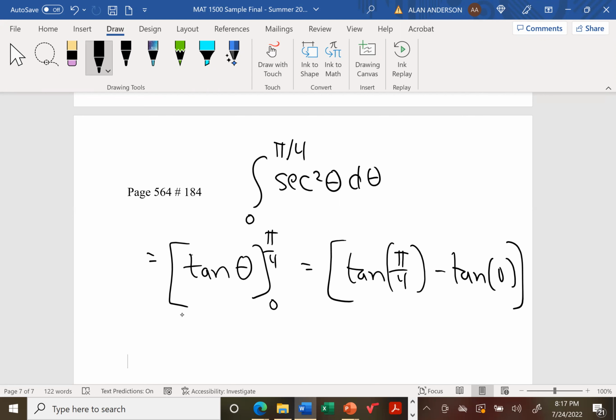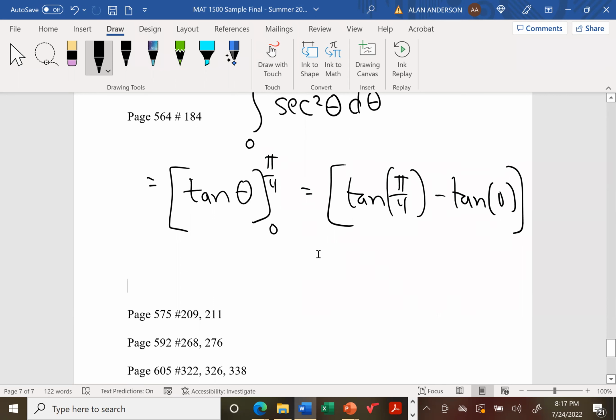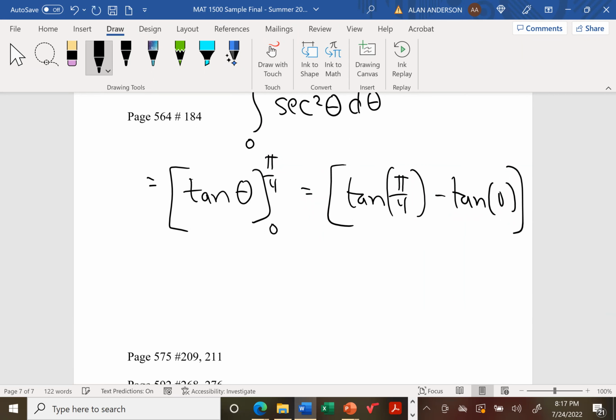We're evaluating it at the limits of integration, as they're called. Now, if you look these up, if you go to your calculator, or to the book or Symbolab, this is equal to 1 minus 0, or just 1. Okay, and that's that. So don't forget.